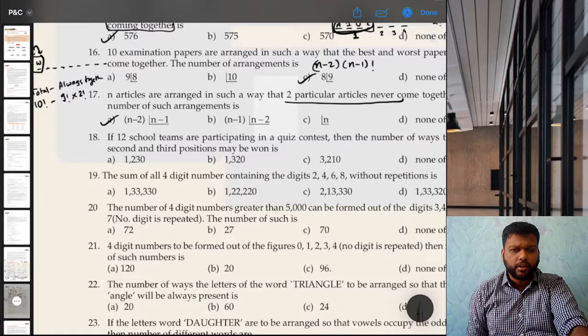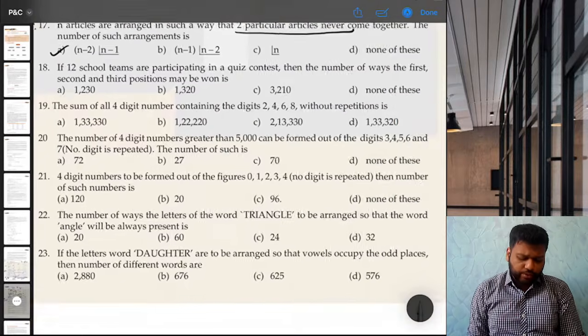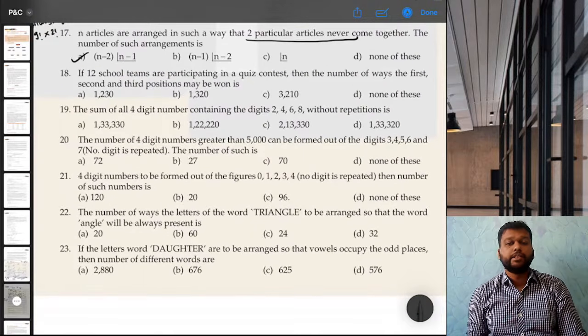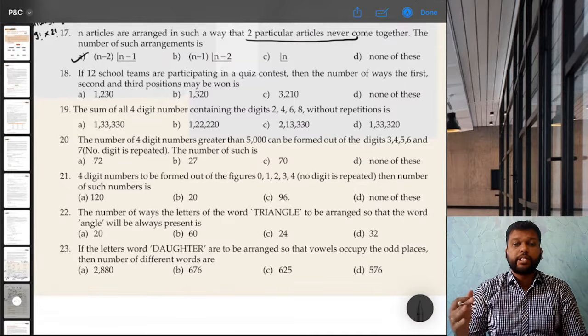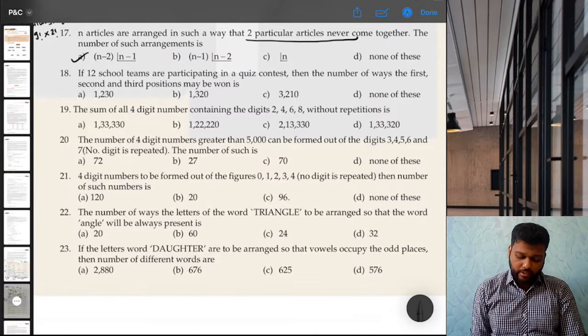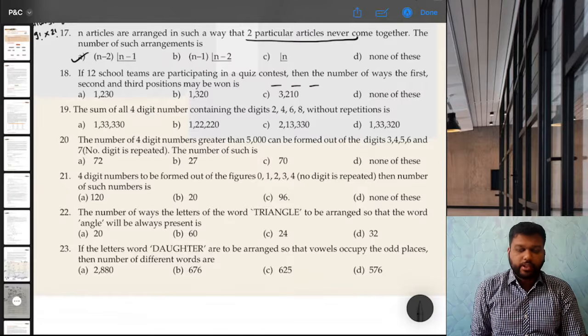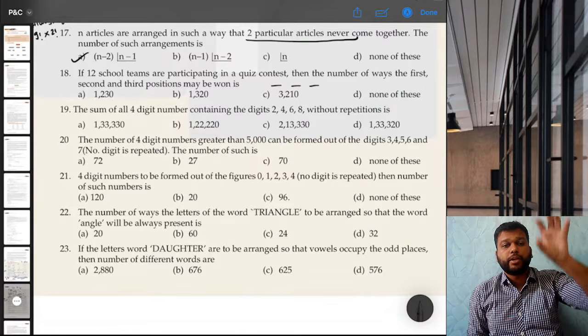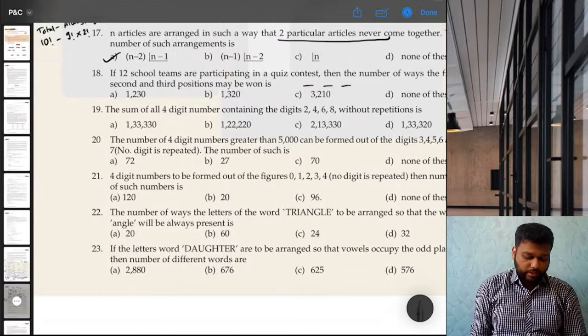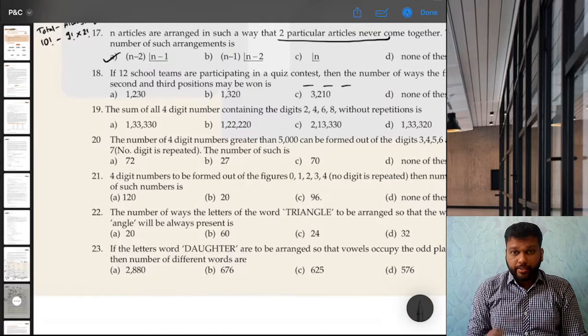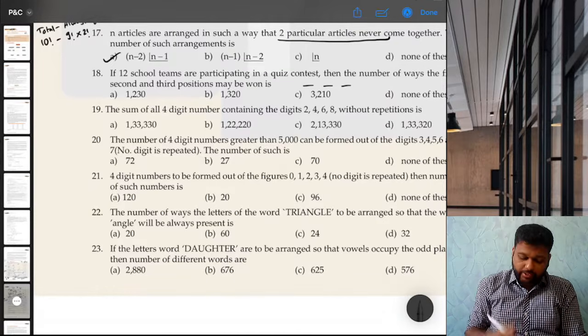Okay, next 18. If 12 school teams are participating in a quiz contest, then the number of ways the first, second and third positions may be won is. Okay. So first, second, third position, and there are 12 teams. So we have to arrange 12 things at 3 places. So that is going to be 12p3, or you can just consider it like this.